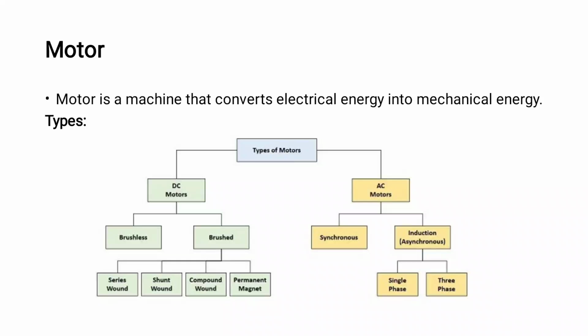A motor is an electric machine that converts electrical energy into mechanical energy, and the principle of a motor is that when a current carrying conductor is placed in a magnetic field, it will experience a force. And these are the types of motors. Here we are going to see about the induction motor, which is an AC motor.